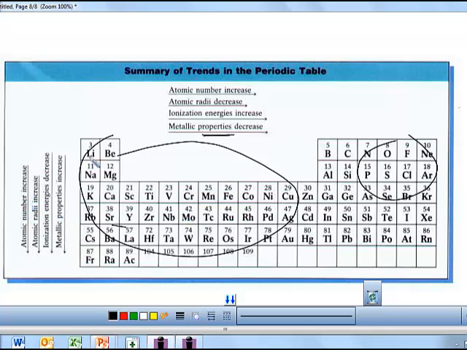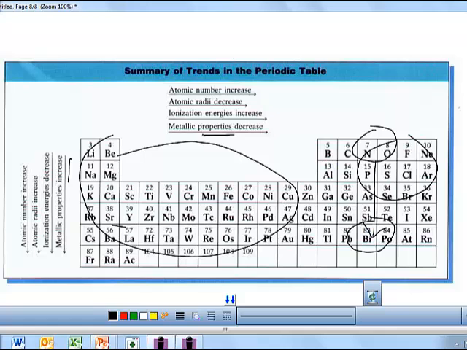Same type of thing over here. Atomic number increases, the size increases because we have more energy levels. Ionization energy decreases as you go down because the electrons are further away, easier to remove, and the metallic properties are going to increase as you go down. And that should make sense over here. So we have non-metals going down to metals. So as you go down a group, they become more like metals all the time.